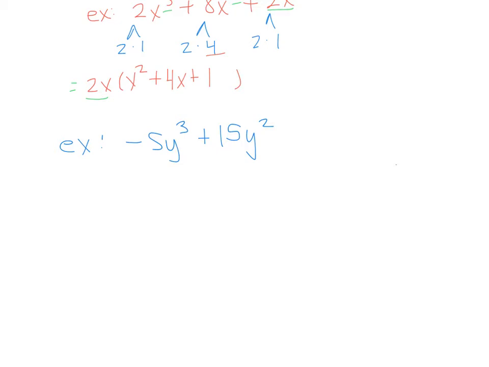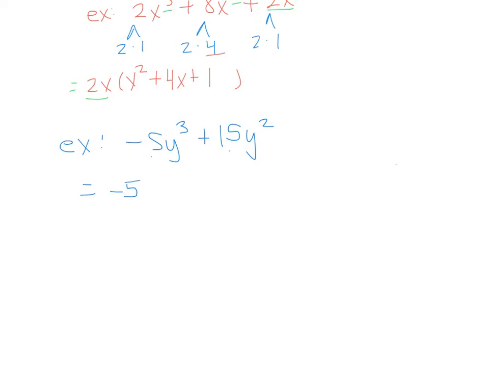So if we look at the coefficients to start off with, we can see that there's going to be a 5. That's common to both the 5 and the 15. Now there's a negative in front of that 5. So we can either leave that negative inside the parentheses or we can bring it out in front. I actually always like to bring it out in front. I think it makes it simpler. So I'll bring a -5 out in front.